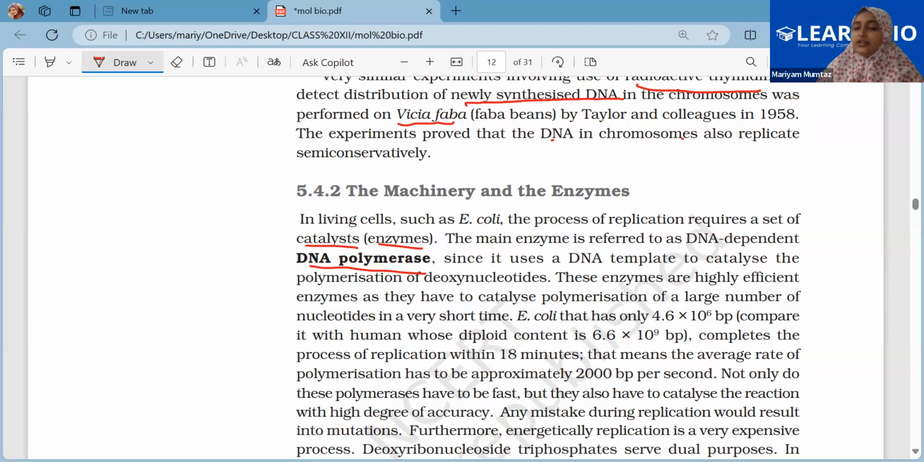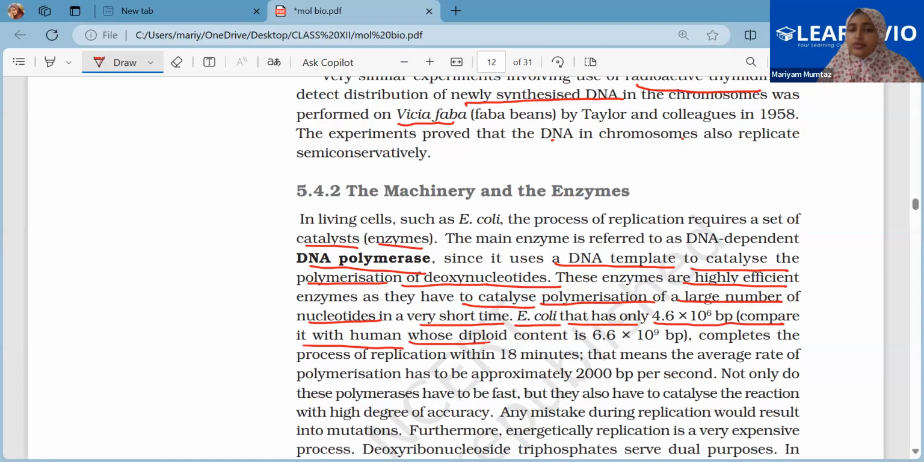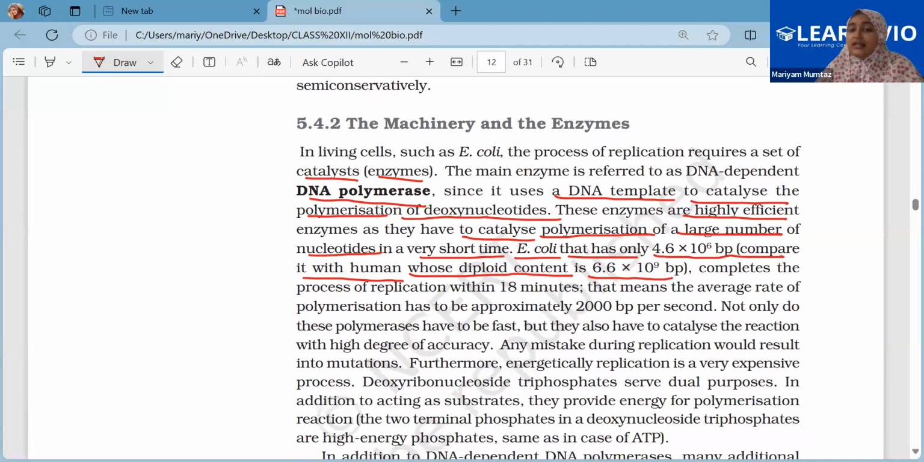Now, what does it do? It uses a DNA template to catalyze the polymerization of the deoxynucleotides. Polymerization, you people understand, means creating multiple copies. Now, these enzymes are highly efficient, as they have to catalyze polymerization of a large number of nucleotides in a very short time. E. coli has only 4.6 x 10^6 base pairs, compare it with human whose diploid content is 6.6 x 10^9 base pairs. And both of them complete the process of replication within 18 minutes.